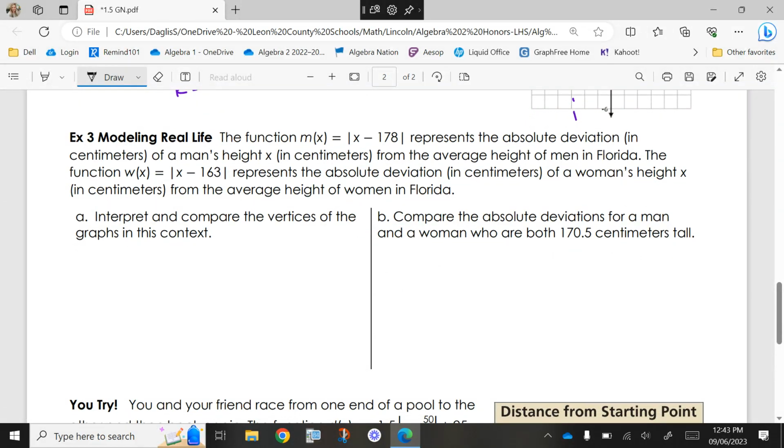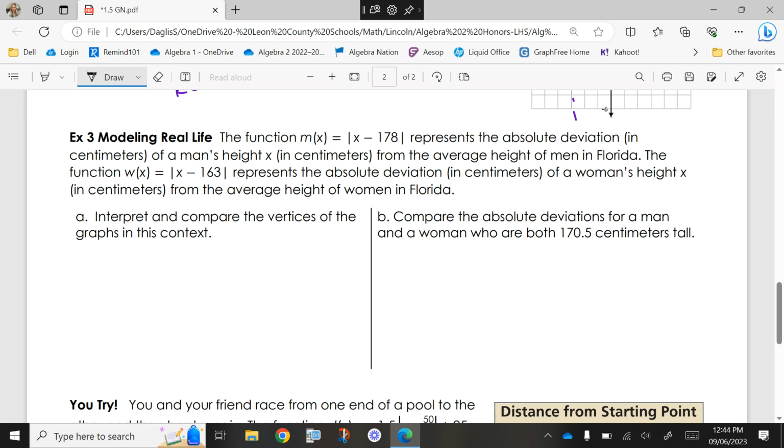All right, the function m of x equals the absolute value of x minus 178 represents the absolute deviation in centimeters of a man's height in x centimeters from the average height of men in Florida. The function w of x equals absolute value of x minus 163 represents the absolute deviation in centimeters of a woman's height, x in centimeters, from the average height of women in Florida. Here we go. Interpret and compare the vertices of the graphs in this context.